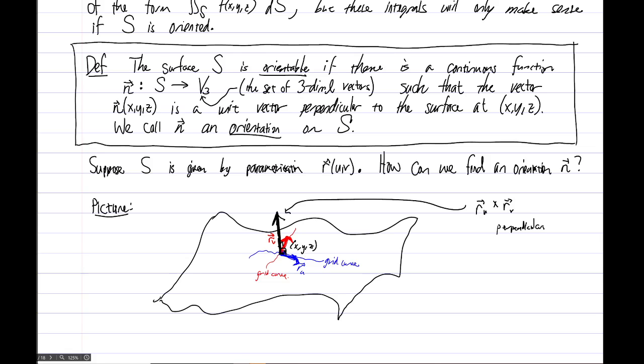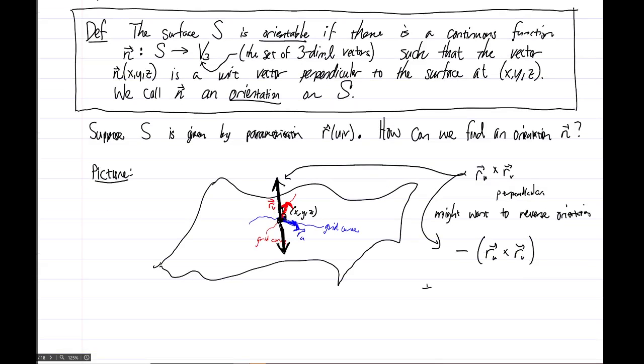Now you might actually want to reverse the orientation. It just depends on whether you need outwards versus inwards or whatever. So you might need the vector that points the other direction over here. Then what you would need is the negative quantity, negative r sub u cross product r sub v. You won't know until you draw the picture. Generally speaking, what you need is either the plus or the minus of r sub u cross r sub v.